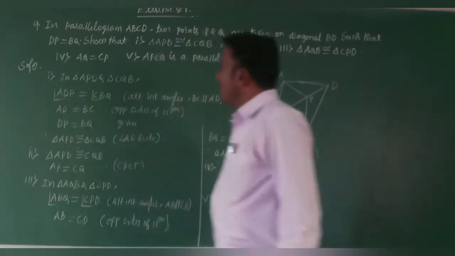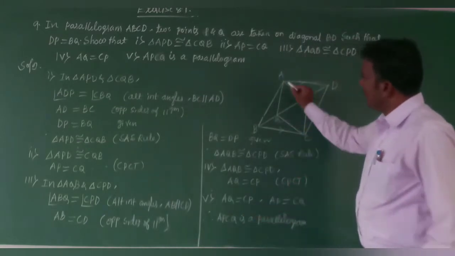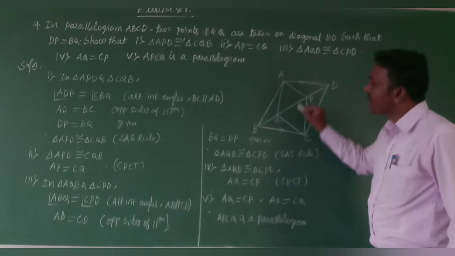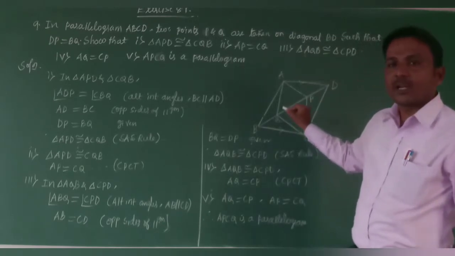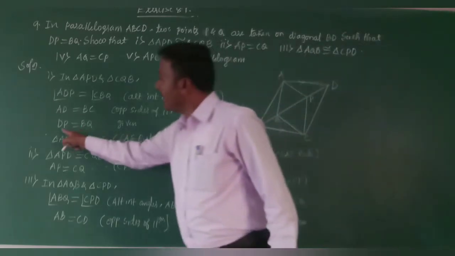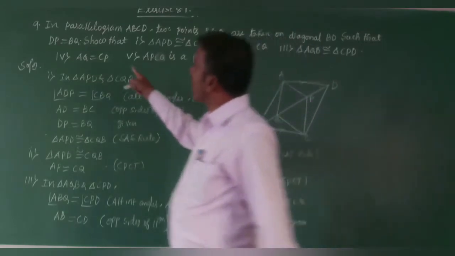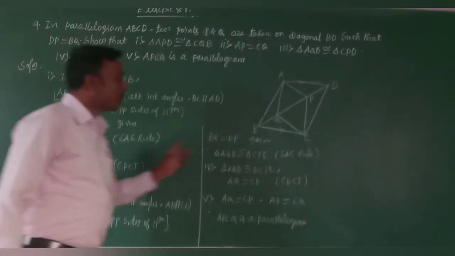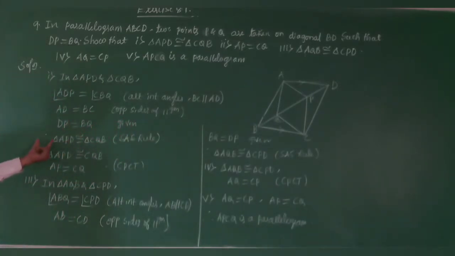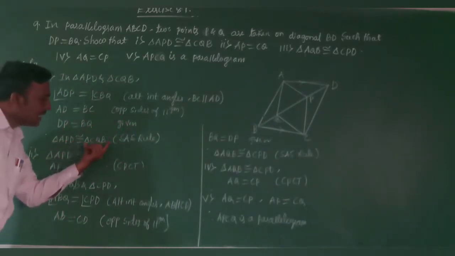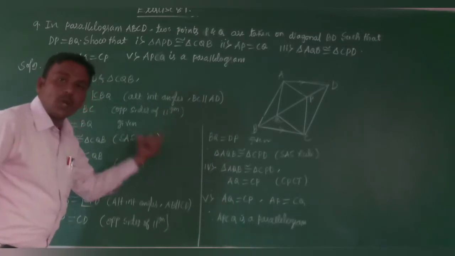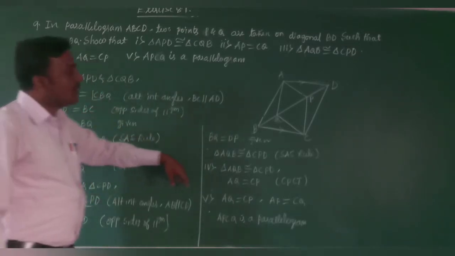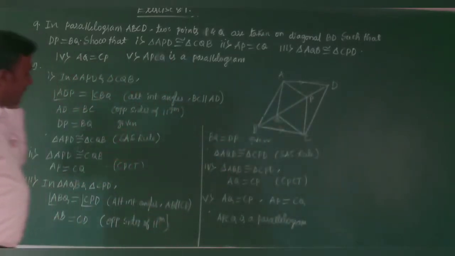AD is equal to BC because these are opposite sides of a parallelogram. Opposite sides of a parallelogram are equal. And DP is equal to PQ, it is given already. By seeing these three conditions, triangle APD is congruent to triangle CQB by SAS congruence rule. These two triangles are congruent to each other. This is the first case.